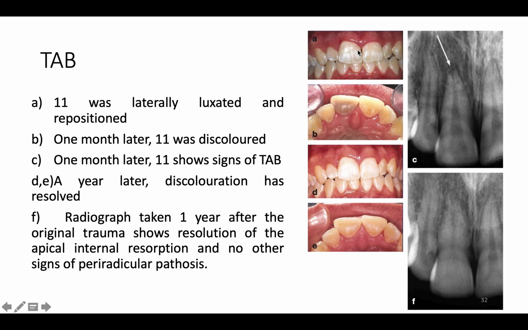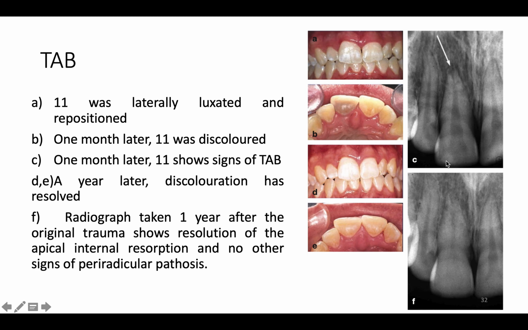The tooth was repositioned, splinted. After 1 month, you can see that the tooth is darker than the other teeth. On radiographs, you can see there is like a resorptive defect. If you compare this tooth with the contralateral tooth, you will see that there is a resorptive defect on the internal surface of the root.